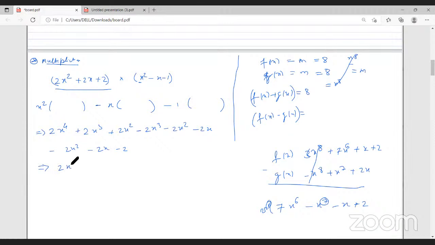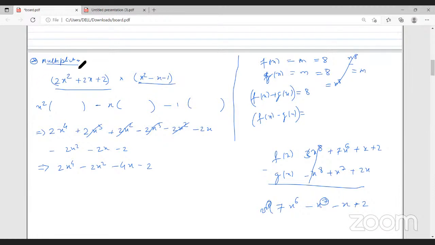So if you simplify this, x to the power 4 stays. x cube with x cube will get cancelled, x square will get cancelled, right? So minus 2x square minus 4x minus 2. Yes, sir. So this will be the product of these two polynomials.